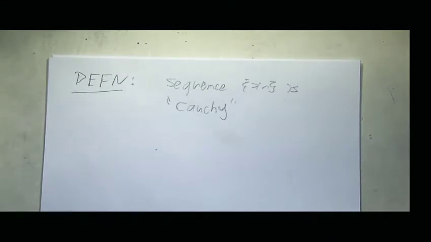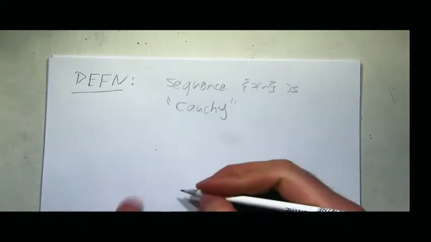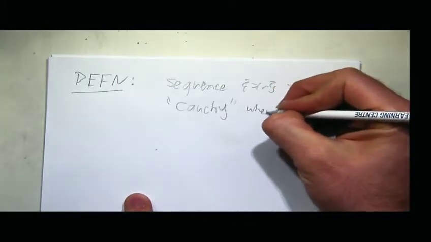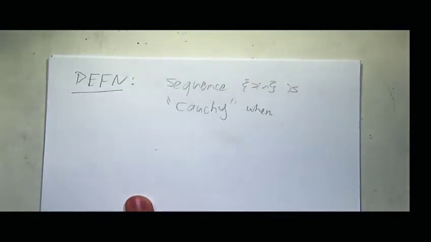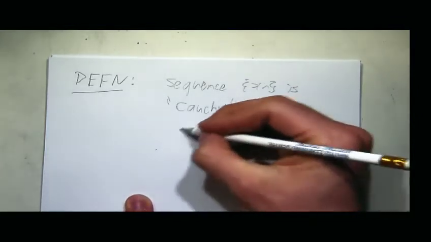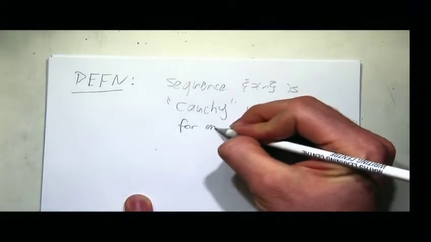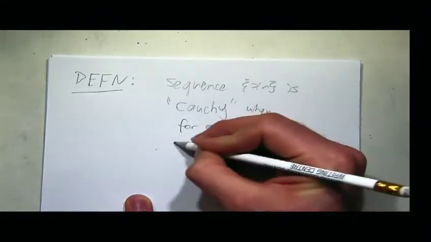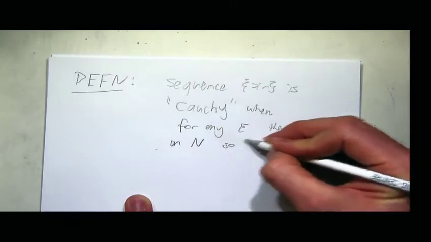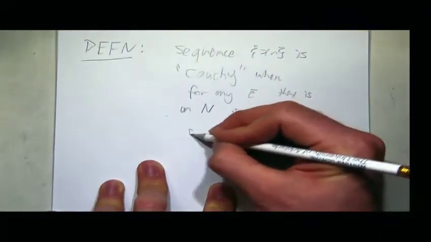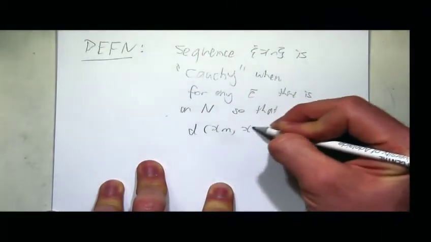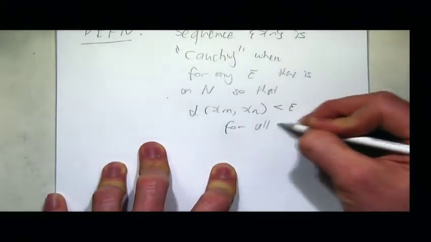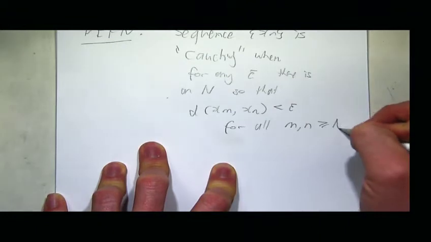A sequence is Cauchy when, for any epsilon, there is an N so that the distance between x_m and x_n is less than epsilon for all m and n greater than or equal to N.